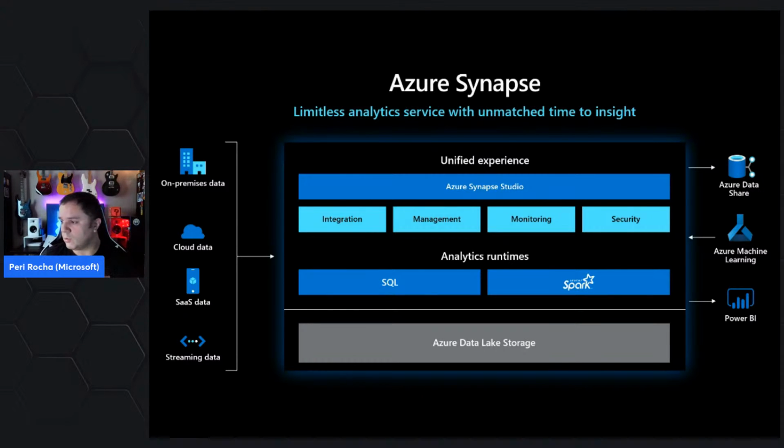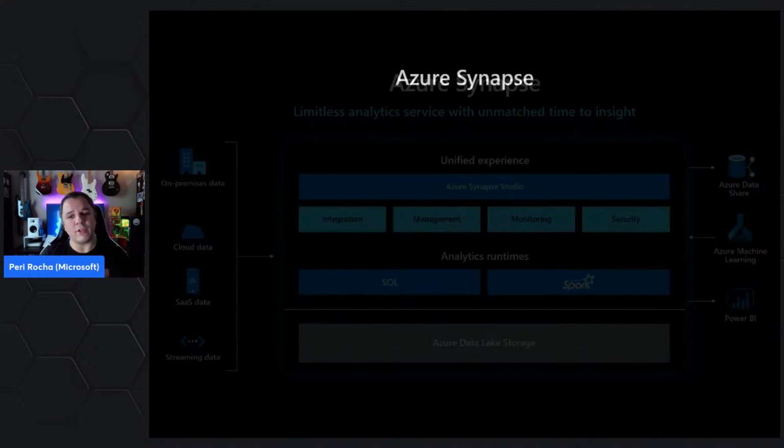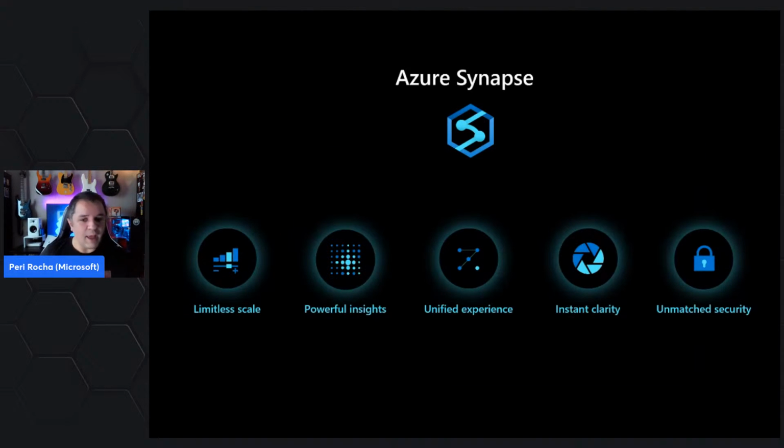Doesn't matter the workload, the shape of the data, and etc. There's 5 main pillars to Azure Synapse. One is limitless scale. So once you bring data over to Azure Synapse SQL, you get a cluster that expands horizontally and can give you as much scale as you need.